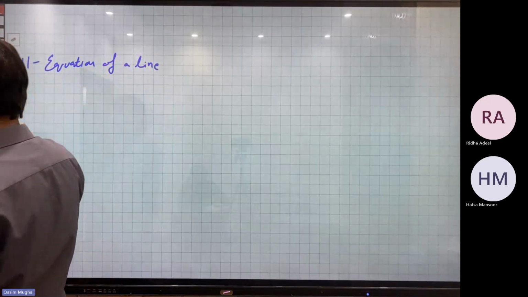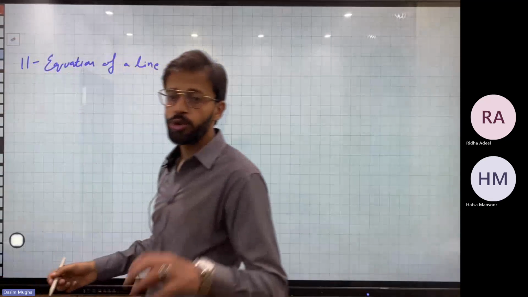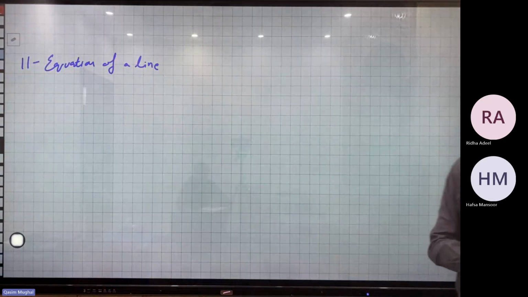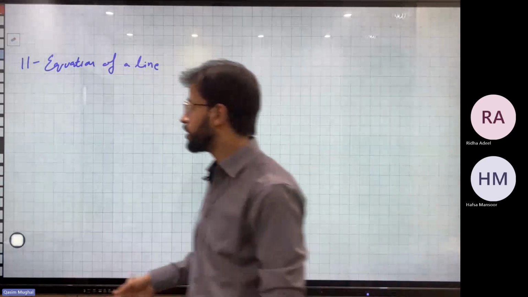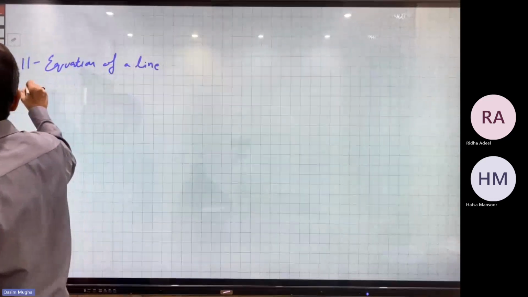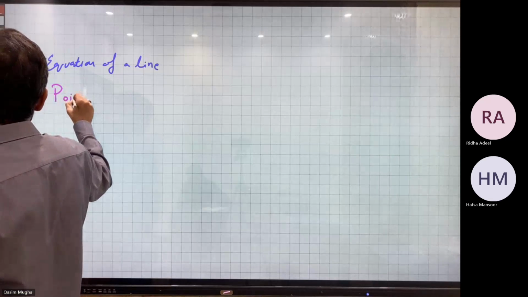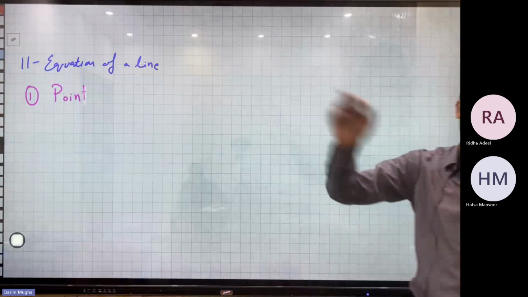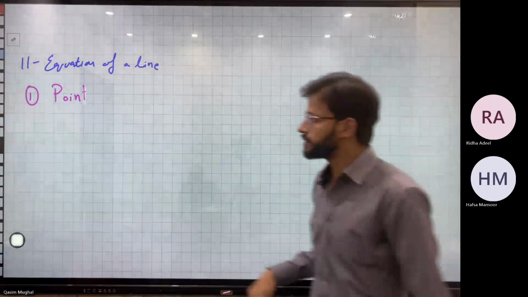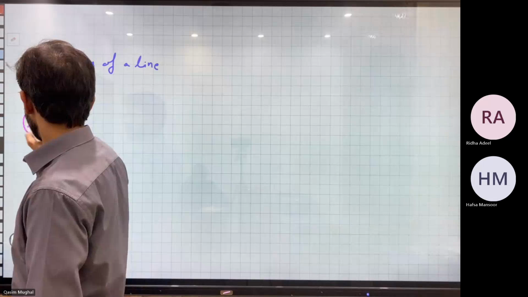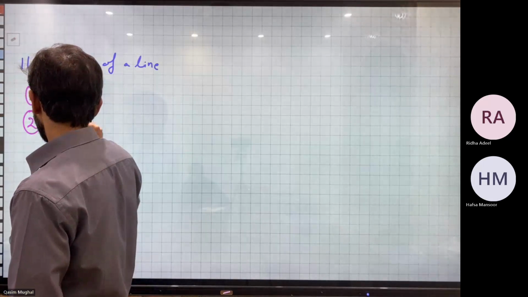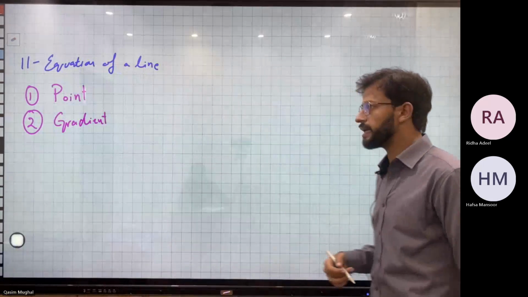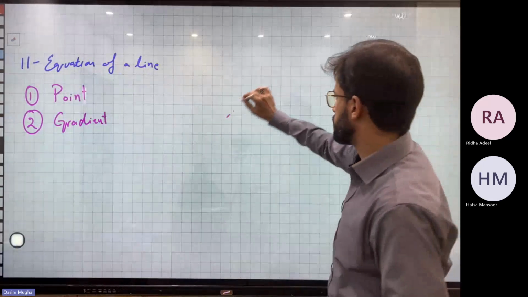Now remember, whenever you want to write down or create an equation, you need two things. Yeah, there are of course many formulas, but I'm not taking you into any different formula. You only need two things: one, a point through which the line passes; that point can be anywhere on that line. Second, the gradient of that line. So for example, this is the line.